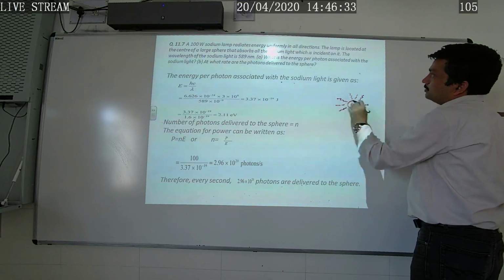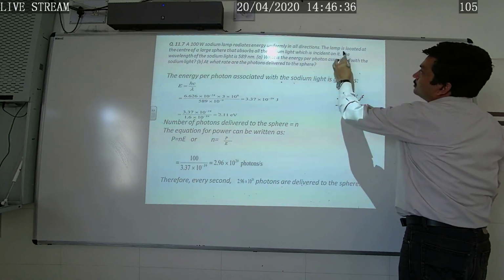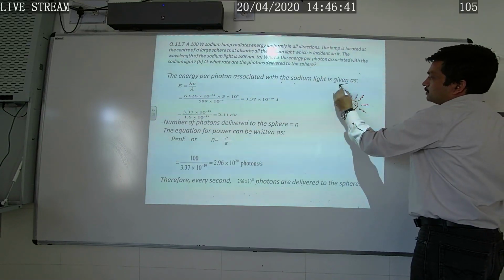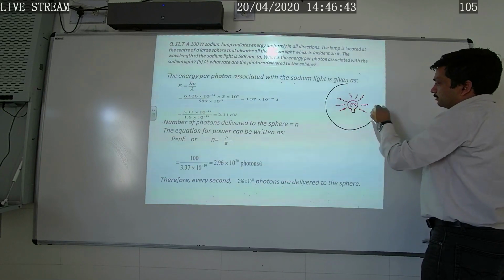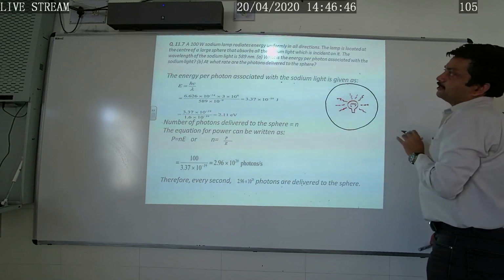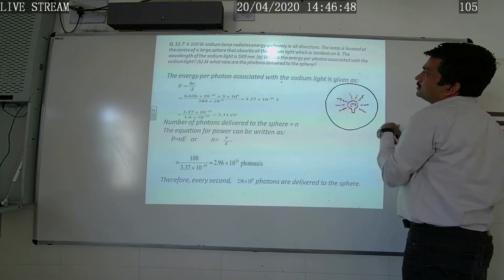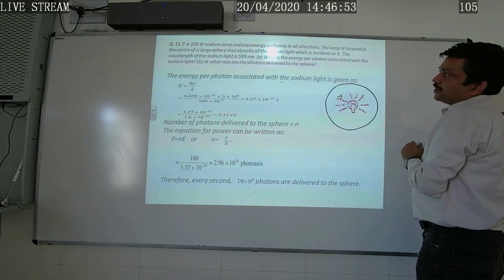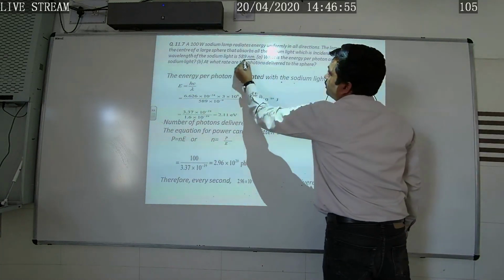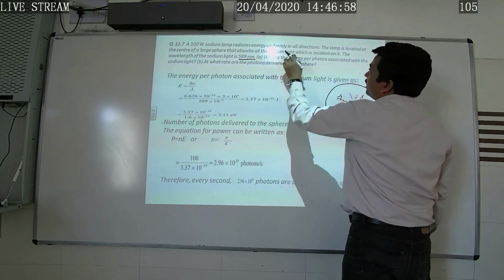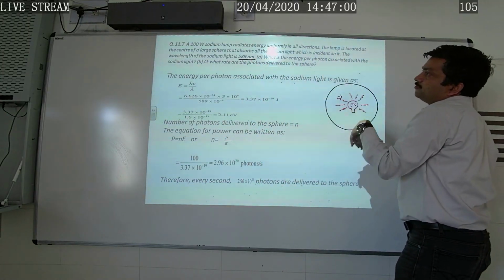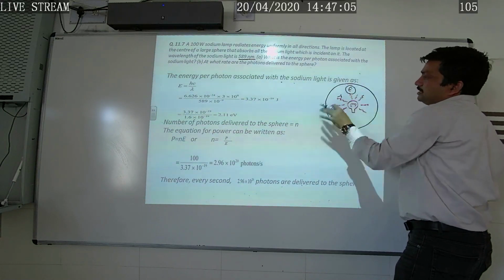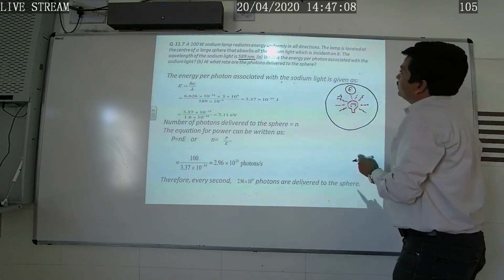Further, it is also given that the lamp is located at the center of this large sphere that absorbs all the sodium light which is incident on it. The wavelength of this light is given to us as 589 nanometer. The question asks, what is the energy per photon associated with the sodium light? That means E is equal to hc by lambda, we want to calculate.